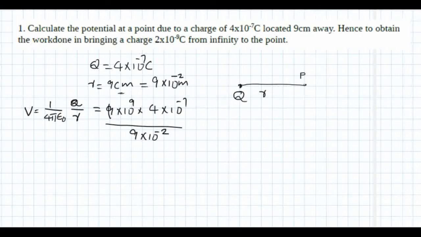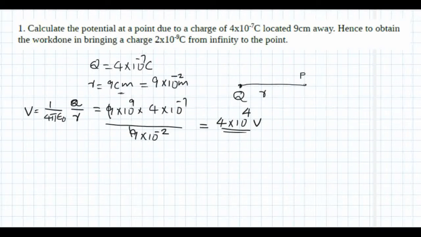So these two 9's will be cancelled, and you will get 4 into, then minus 2 comes to numerator, so it is plus 2. So 9 plus 2 is 11, 11 minus 7 is equal to 4. So 4 into 10 raised to 4 volts is the potential at the point P, right?